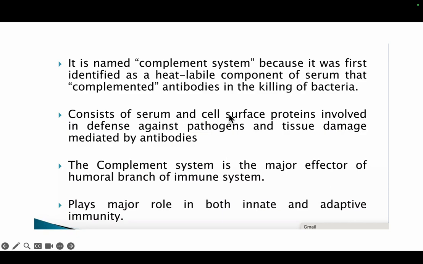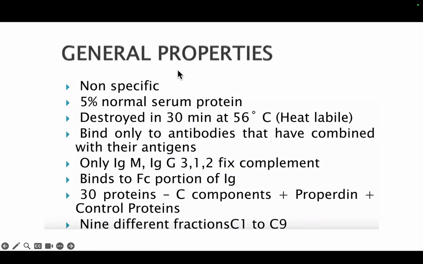It consists of serum and cell surface proteins involved in defense against pathogens and tissue damage mediated by antibodies. The complement system is a major effector of the humoral branch of the immune system. It plays a major role in both innate and adaptive immunity. So what are the general properties of this complement system?